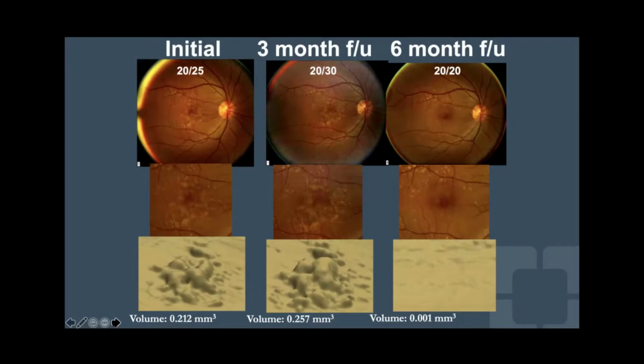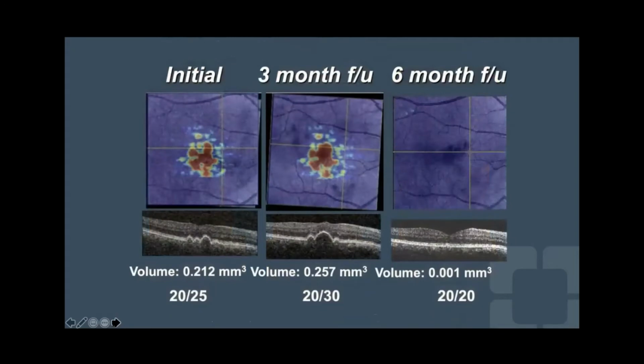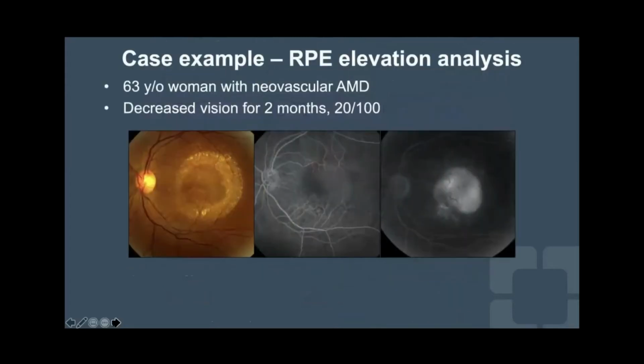But it also brings about the question, if you're going to develop a therapy potentially for intermediate AMD, you must understand the natural history of drusen. This is a great example of where this software can help us better understand the natural history of drusen changes over time. So drusen are dynamic and really change over time from what we've been able to see. And here's just another example of this patient where you can see clearly that the elevation of drusen has changed as well over time.